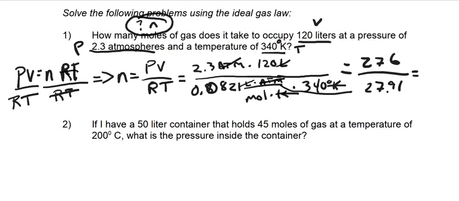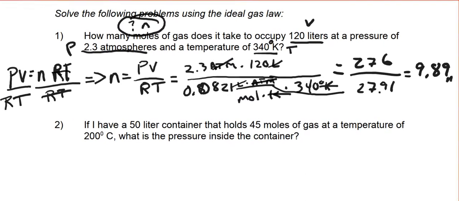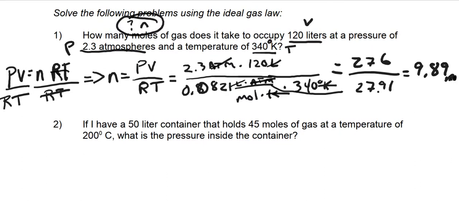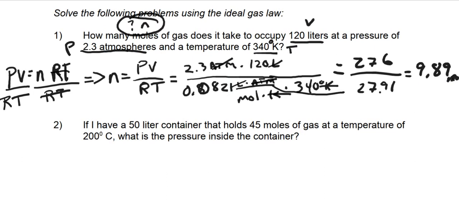27.91, which we then can divide, which equals 9.88, which will round up to 9.89. And the only unit that we have left would be our N, which is moles. So N equals 9.89 moles.